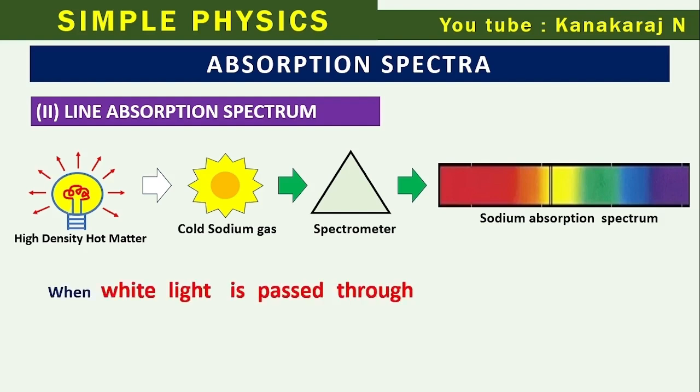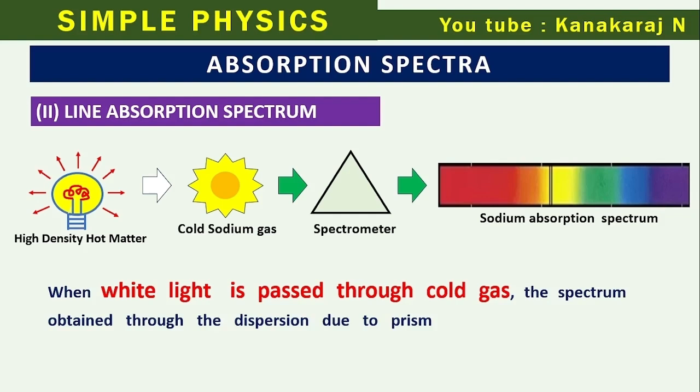When white light is passed through cold gas, the spectrum obtained through the dispersion due to the prism is a line absorption spectrum.